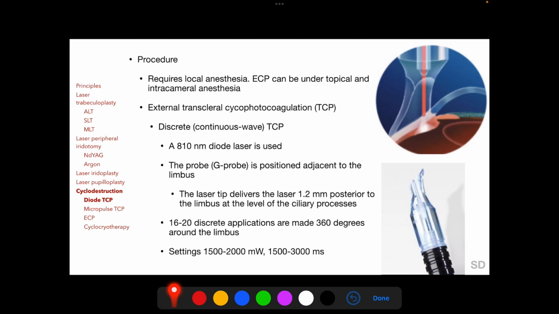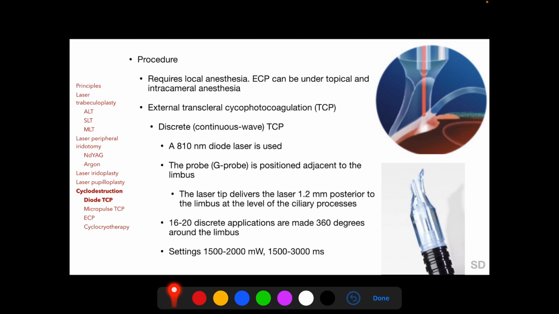Cyclodestruction usually requires local anesthesia, but ECP can be done under combined topical and intracameral anesthesia. Transcleral or external TCP can be done in two ways: the discrete or continuous wave TCP method, which is the most commonly available cyclophotocoagulation method, where multiple separate applications are delivered with the laser probe in the perilimbal area circumferentially. While in the continuous or micropulse TCP method, the laser probe is moved in the perilimbal area circumferentially while continuously maintaining contact with the ocular surface at the area being treated.